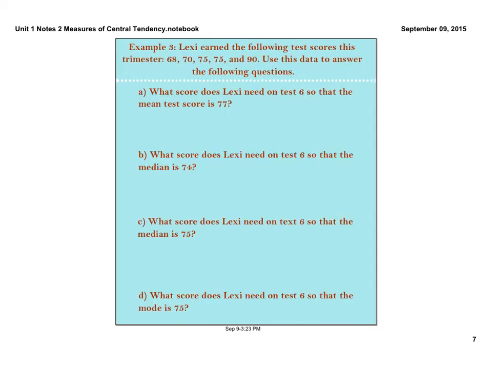All right. So the last thing that we're going to do is talk about how to calculate this based on some test scores and if we have things that are missing. So in example 3, it says Lexi earned the following test scores this trimester: 68, 70, 75, 75, and 90. Use the data to answer the following questions. So part A says, what score does Lexi need on test 6 so that she has a mean score of 77? This is what we want the mean to be.